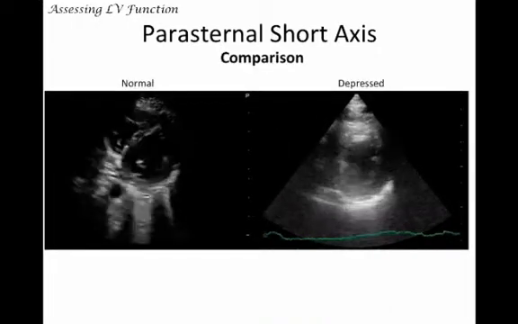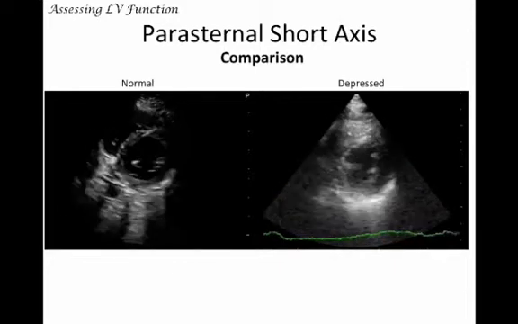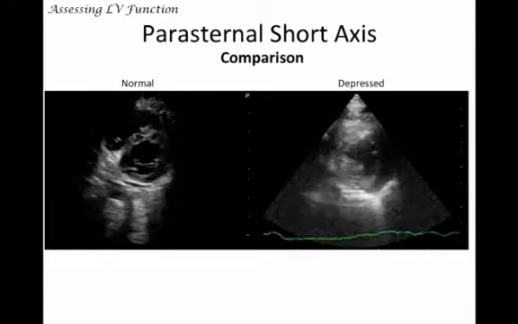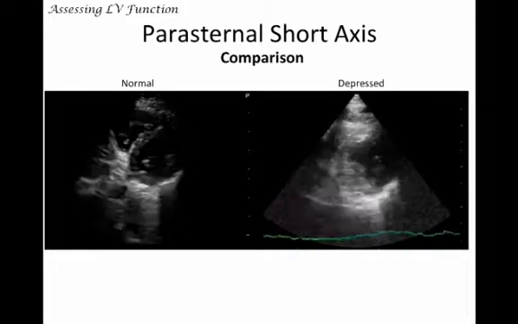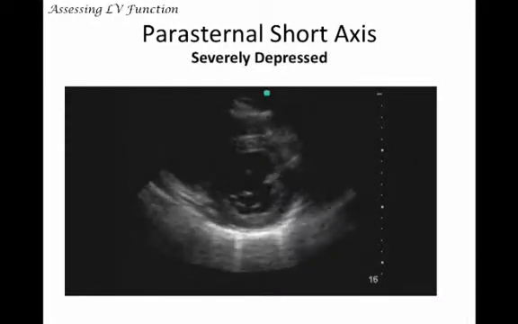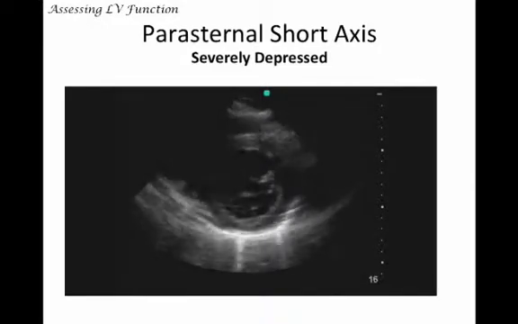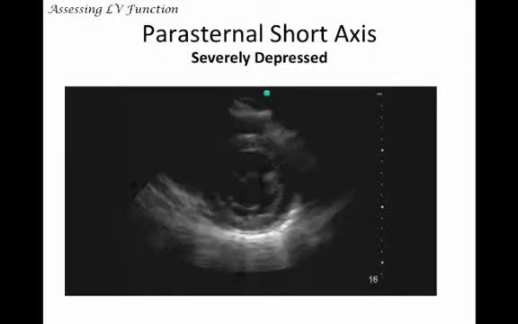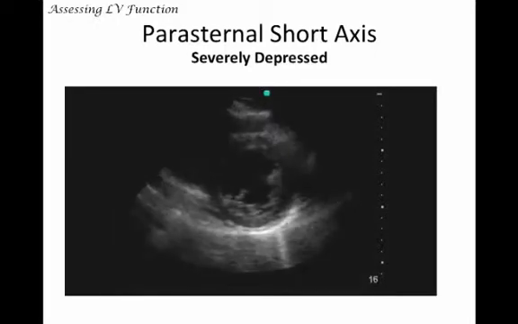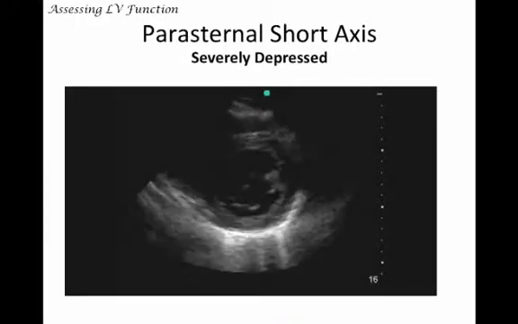Here we have the clip of normal left ventricle function displayed next to the clip of depressed left ventricular dysfunction to contrast the difference between the two. Now let's look at a clip of severely depressed left ventricular function in the parasternal short axis. It is clear that the walls of the left ventricle are moving very little, and that the cavity of the left ventricle barely changes in size during the cardiac cycle. Note that the walls of the left ventricle hardly shorten at all during contraction.